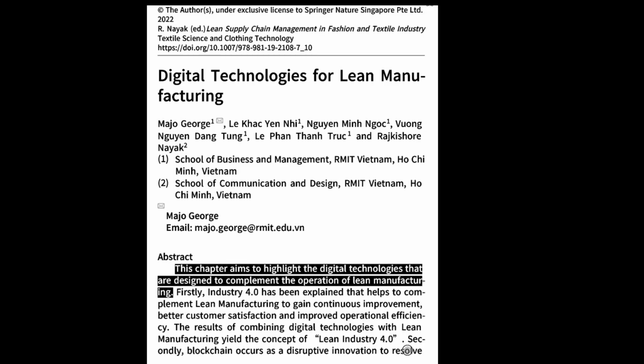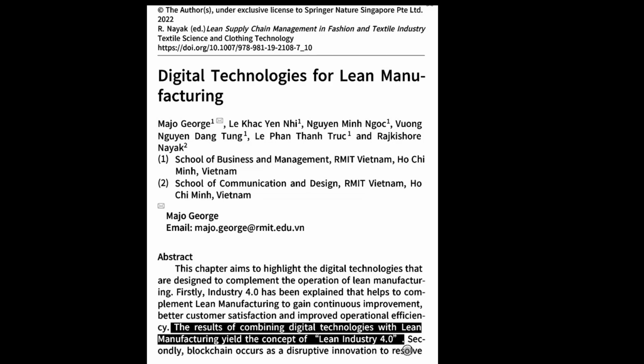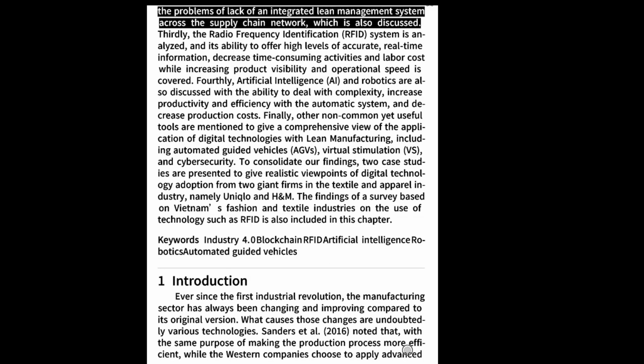This chapter aims to highlight the digital technologies that are designed to complement the operation of lean manufacturing. Firstly, Industry 4.0 has been explained that helps to complement lean manufacturing to gain continuous improvement, better customer satisfaction and improved operational efficiency. The results of combining digital technologies with lean manufacturing yield the concept of Lean Industry 4.0. Secondly, blockchain occurs as a disruptive innovation to resolve the problems of lack of an integrated lean management system across the supply chain network, which is also discussed.